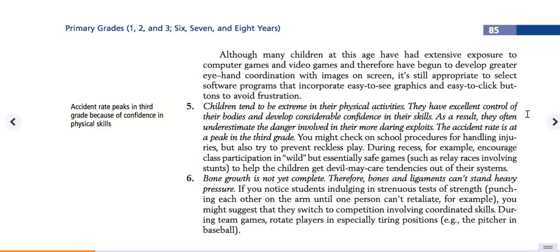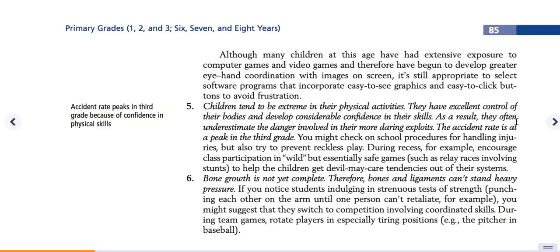You might check on school procedures for handling injuries, but also try to prevent reckless play. During recess, for example, encourage class participation in wild but essentially safe games, such as relay races involving stunts, to help the children get devil-may-care tendencies out of their systems.